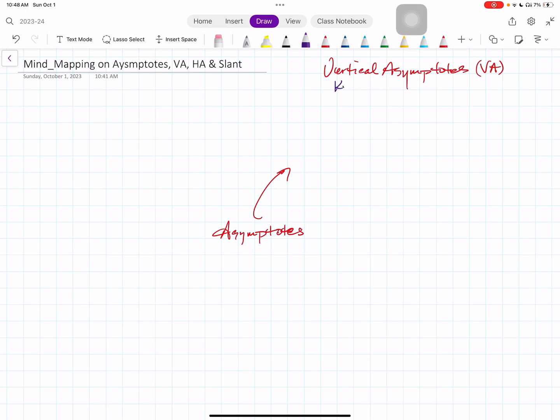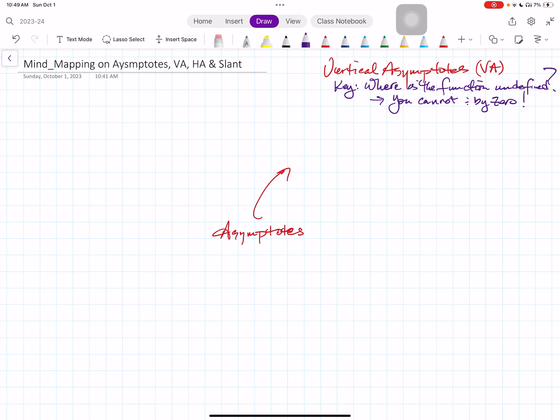So here's the key concept: where is the function undefined? That's what you have to figure out. It's where the function's undefined. Why? Because you cannot divide by zero. You never have, and you never will. Even I can't divide by zero. That's the reason why. All right, let's take some examples.